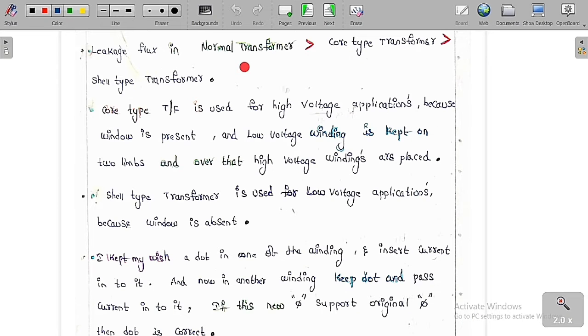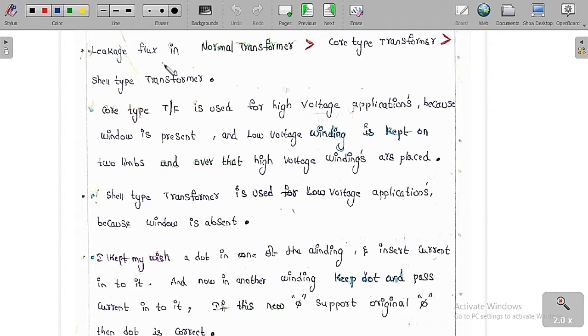The leakage flux in a core type transformer is very high when compared to a shell type transformer. The leakage flux means the flux which is linking with its own coil. If it is linking with both the coils, it is called the mutual flux or useful flux. If the flux is linking with its own coil only, then it is said to be leakage flux.